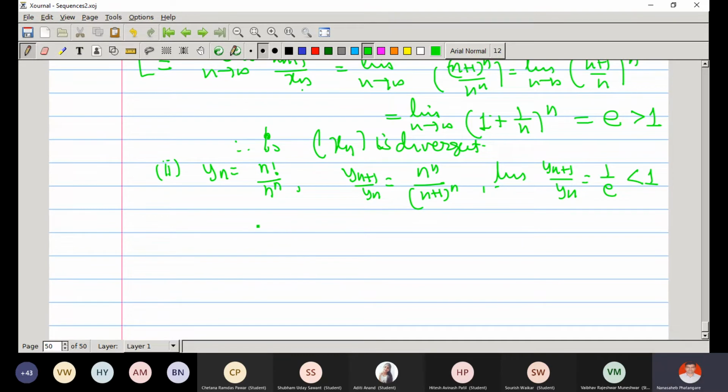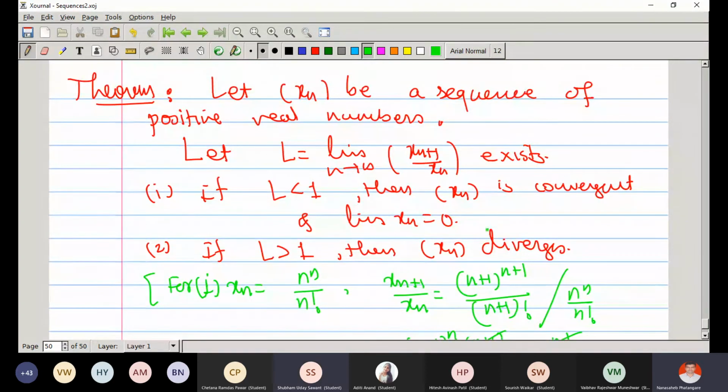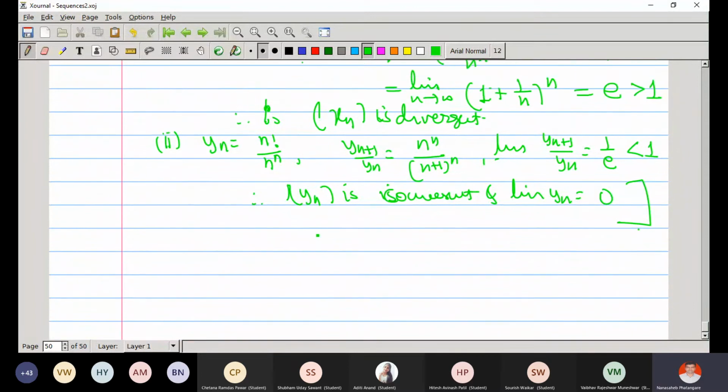Now what is the conclusion? Convergent sequence. Xn is convergent. Yn is convergent. And more, what is the limit? The statement of theorem. 0. Okay, so this is how this theorem is important. Now let us see the proof.